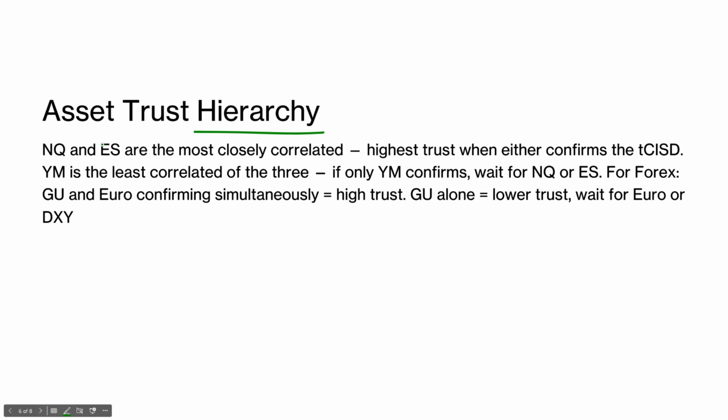Asset trust hierarchy. NQ and ES are the most closely correlated. Highest trust when either confirms the change state of delivery. YM is the least correlated of the three. If only YM confirms, wait for NQ or ES.